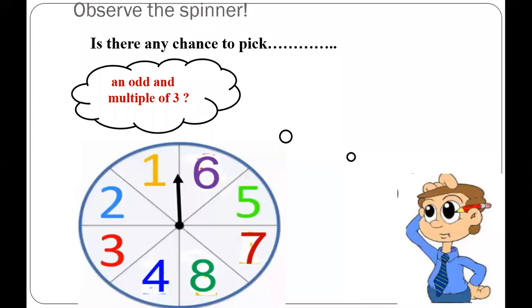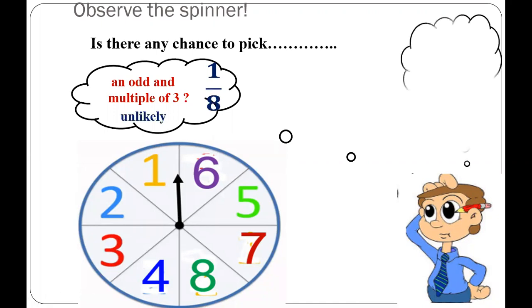Now let's try this one. An odd and multiple of 3. Let's count, okay? Odd and multiple of 3. So we have only the 3, which is a multiple of 3, and it is odd. So we have only one number that is odd and a multiple of 3 out of 8. So the answer is 1 out of 8, and it is unlikely.